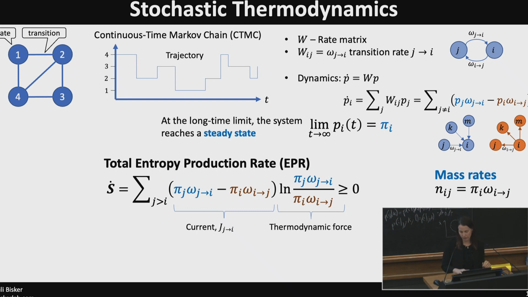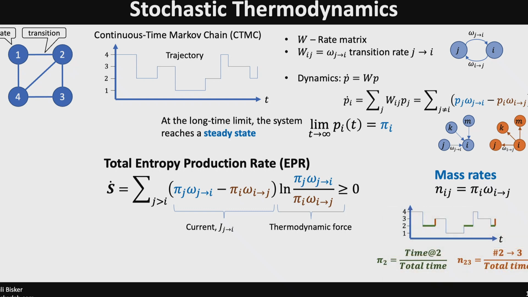So it's convenient to also introduce this notation, the mass rates. So N_ij is the mass transition rate from state i to state j, which is just a multiplication of the steady state probability times the transition rate. And if I have full information on the trajectory, I can restore, of course, the rate matrix, because, for example, if I measure the total time that I see the system at state 2, divided by the total time of the trajectory, then I get the steady state probability distribution. And if I count the number of transitions between state 2 to state 3, divided by the total time, I get the mass transition rate.